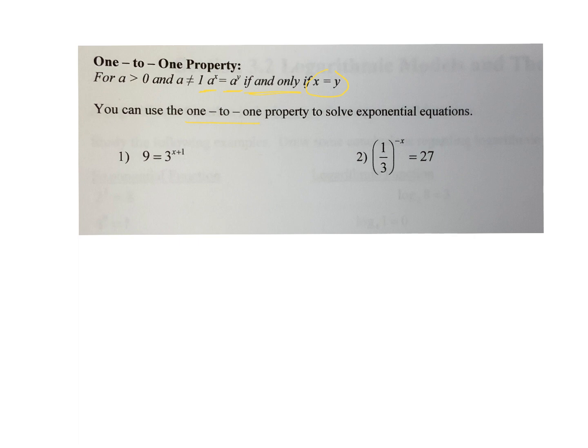So rewrite the 9 as a base 3. Don't mathematically change anything. 3 squared is still 9. So now my bases are the same. And if this is going to be a true statement, then 2 has to equal x plus 1. So subtract the 1 over, x equals 1. And you can check it by plugging it in.